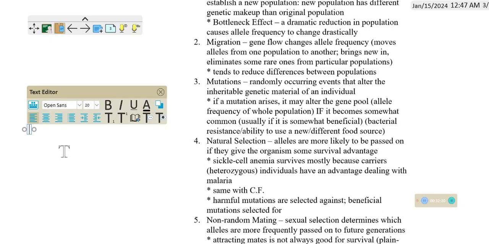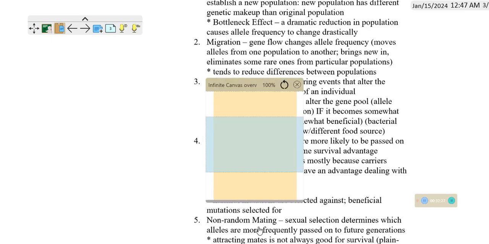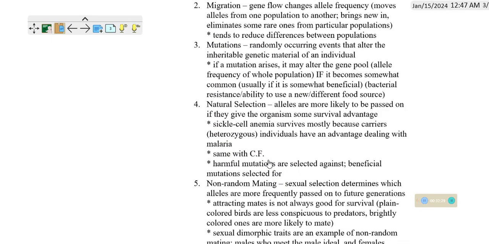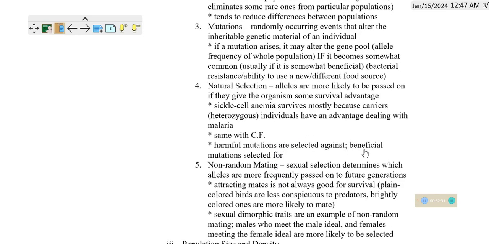Sexual selection will determine which alleles are passed more frequently onto future generations. One of the things to think about here is that, especially with birds, attracting mates is not always good for survival. Plain colored birds are less conspicuous to predators, and yet brightly colored ones are more likely to mate. Sexually dimorphic traits are an example of non-random mating. Males who meet the male ideal and females who meet the female ideal are more likely to be selected.